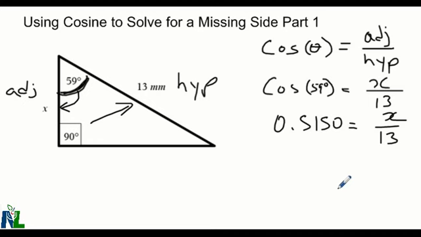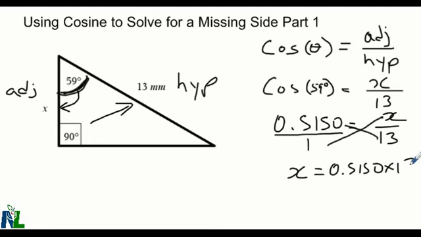So for us to solve, we're going to use equivalent fractions. We're going to put a 1 in the denominator because now we can cross multiply and solve for x, or to isolate x. So if we cross multiply, we have 1 times x, which is x, is equal to 0.5150 times 13. Or, when we are done, x is going to be approximately equal to 6.7, and our unit measure is millimeters.